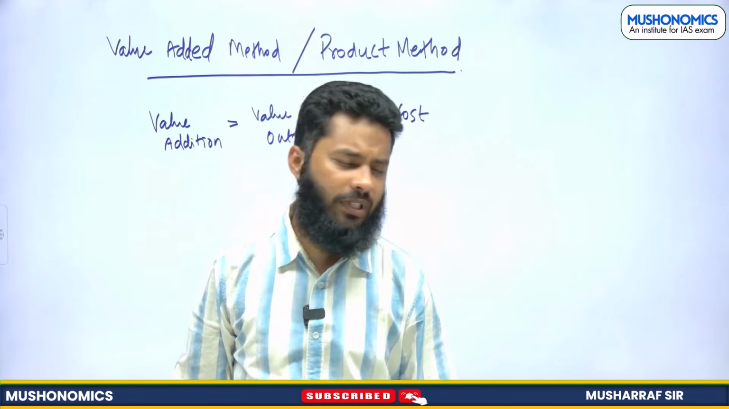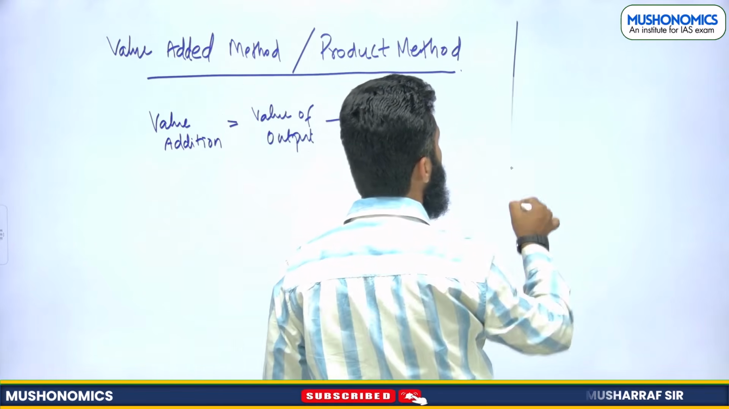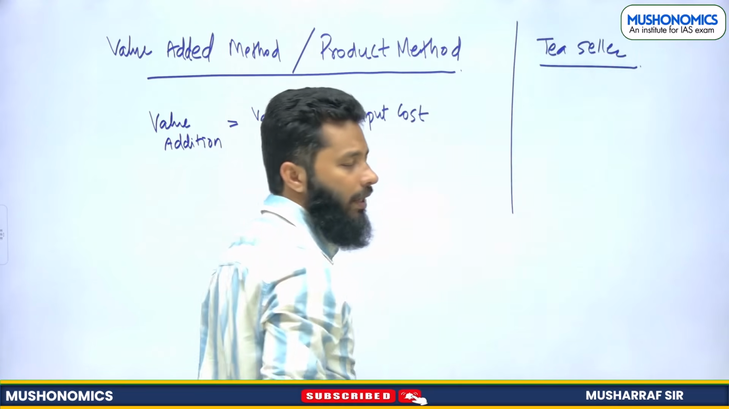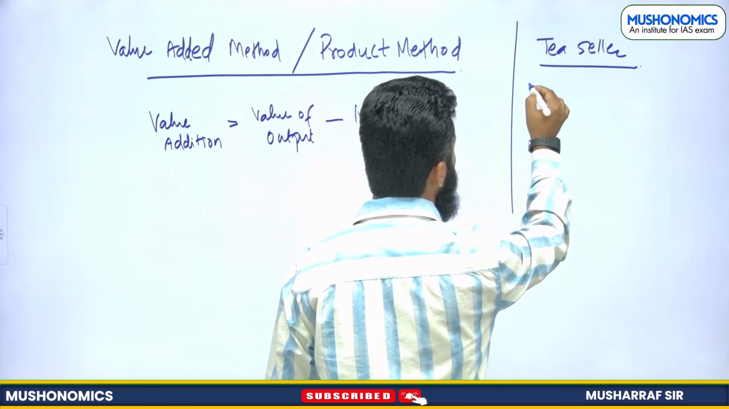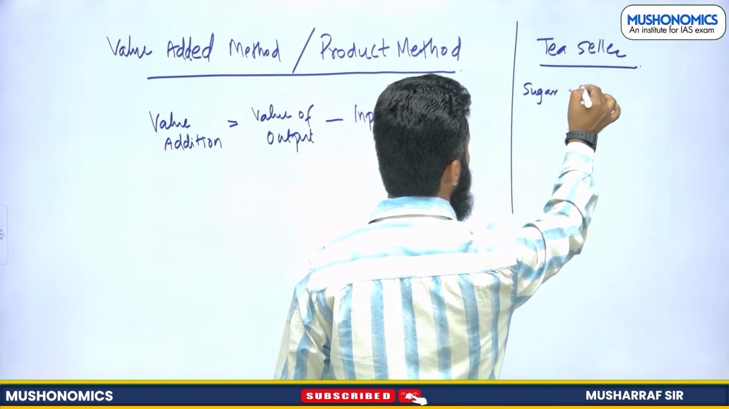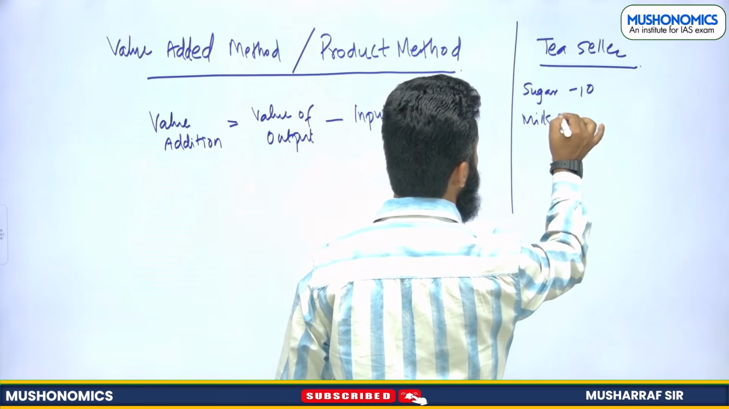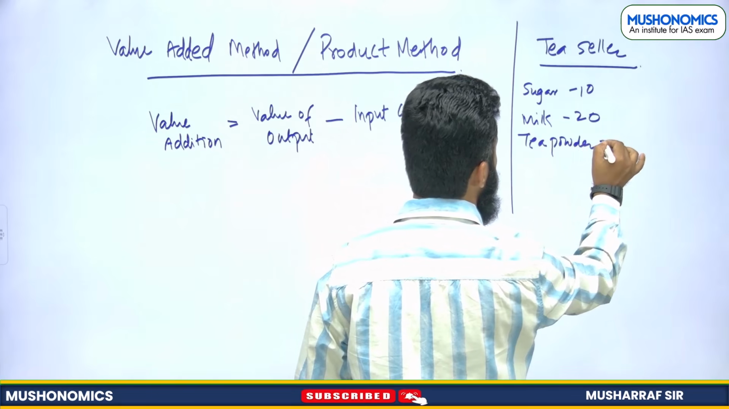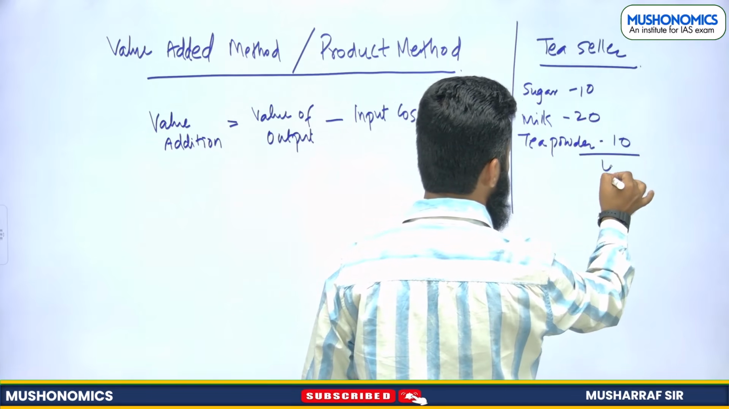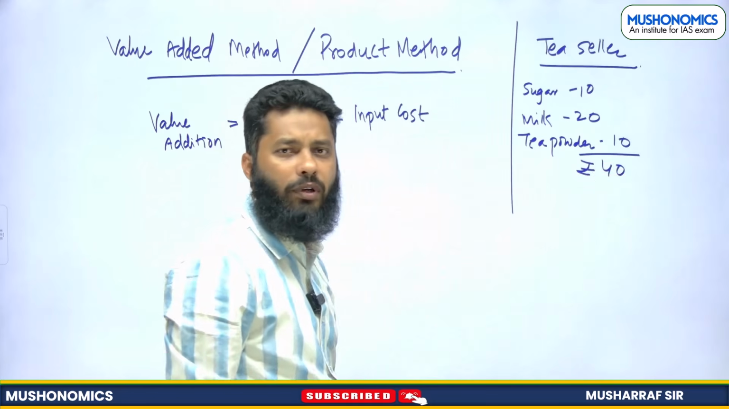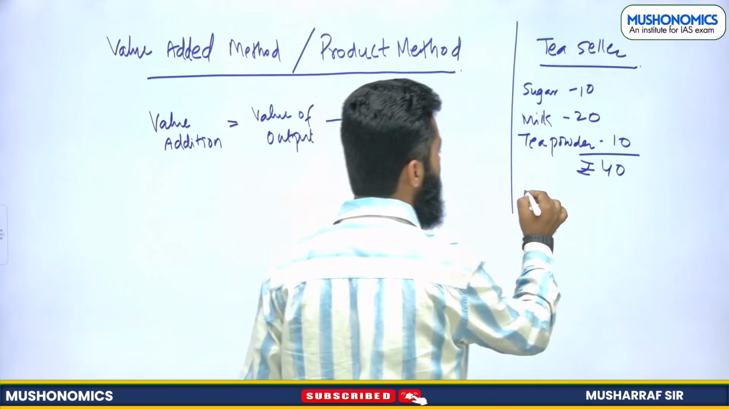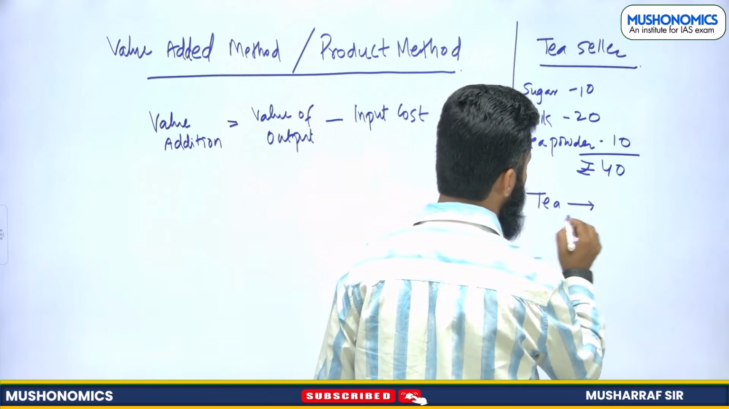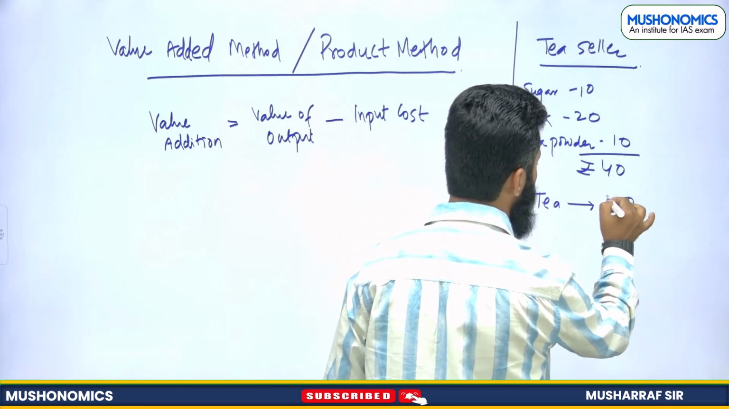For example, we have seen the example of a tea seller. We say that this tea includes sugar worth rupees 10, milk worth rupees 20, and tea powder worth rupees 10. So 40 rupees is the input cost we have, right? And suppose we are selling this tea at 100 rupees.